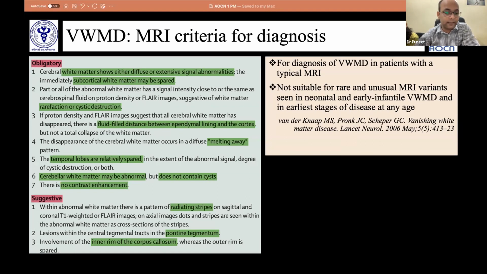There will not be any contrast enhancement. And then there are suggestive features like the radiating stripes, pontine tegmental involvement, and the inner rim of the corpus callosum. The important thing to remember is that these are for the MRI-based diagnosis in a typical MRI. This may not be suitable for early onset disease or in an infant or in the neonatal age, but even in these cases, we do find some of the characteristics mentioned in these criteria.